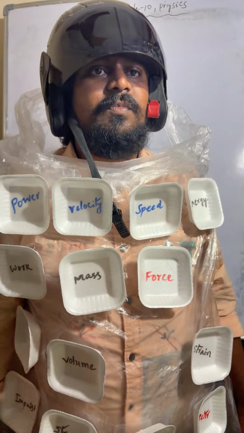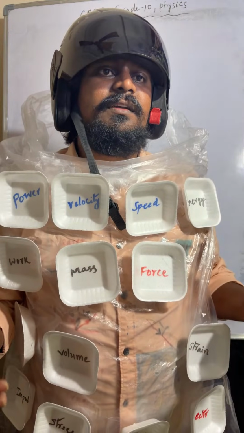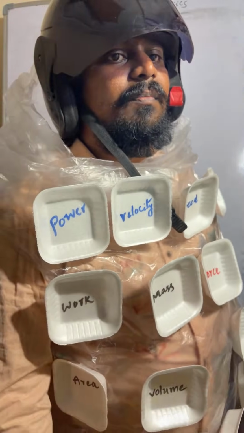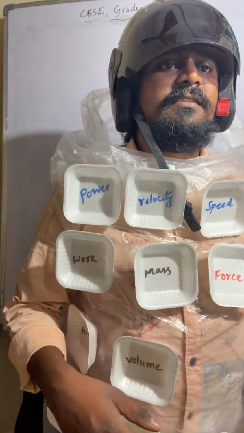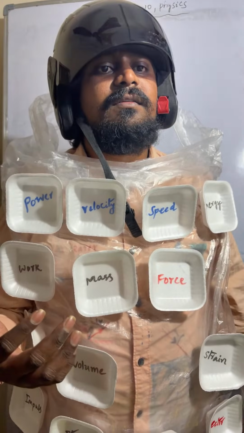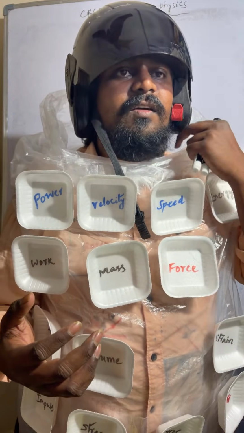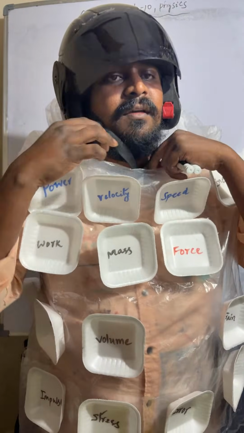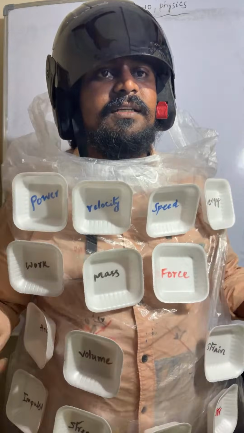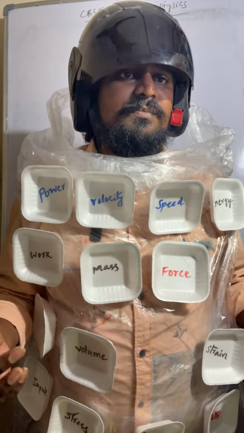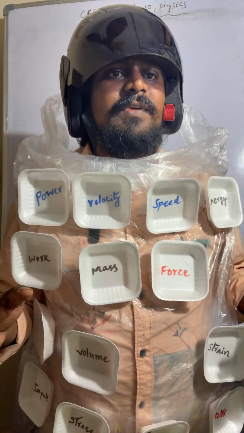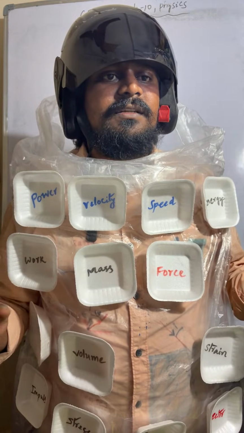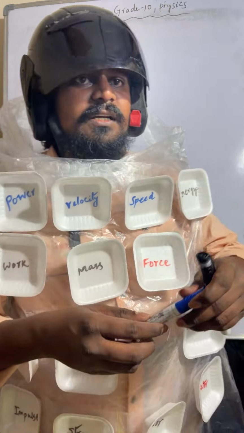Today we are going to discuss human eye and colorful world. In our body, the human eye is the most sensitive organ. With the help of the human eye only we can see objects. Yes or no? We can see the object, right? So today we will discuss human eye parts and function. Okay, let's start.